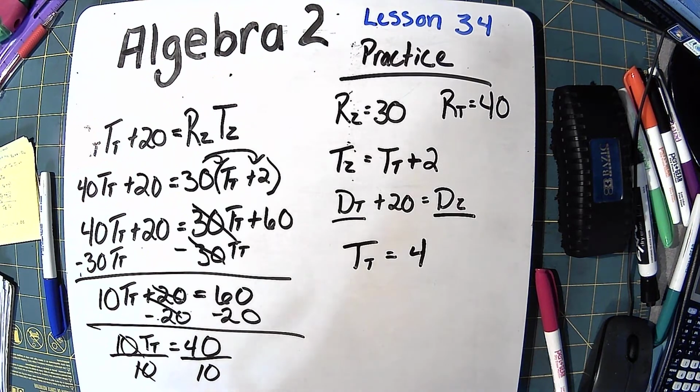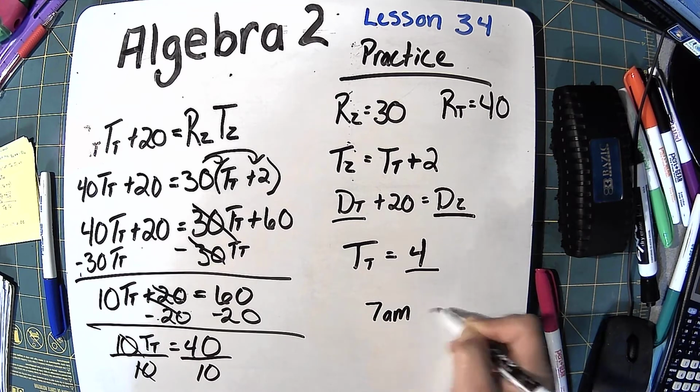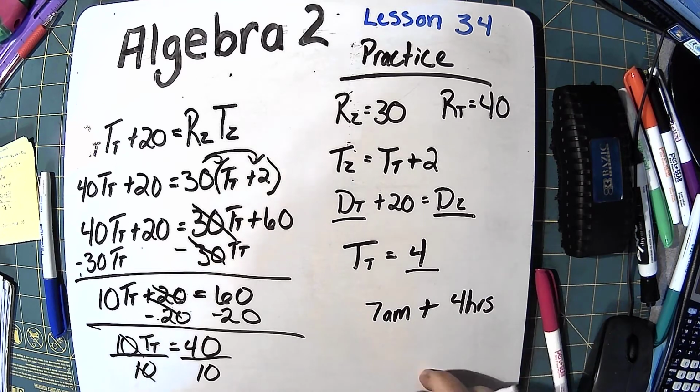Alright, so what does that mean? What's it asking us for? What time was it when Tricia got 20 kilometers from Zane? Well, that's going to be 4 hours after she left. It says that she began the journey at 7 a.m. So 7 a.m. plus 4 hours.